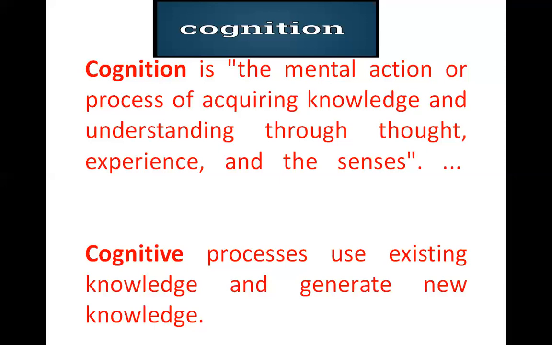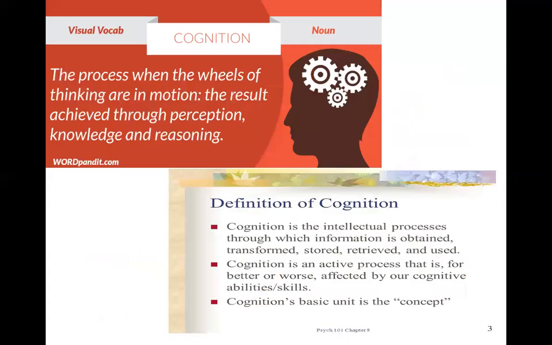Cognitive processes use existing knowledge. Existing knowledge means the knowledge which we already have, preconceived notions, preconceived ideas about something. And with the passage of time, we go on acquiring different types of new experiences, and of course, new knowledge will be generated. This was the main theory of Piaget. He considered that cognitive development is done by the children automatically when they interact with others, when they use their senses and try to acquire knowledge.